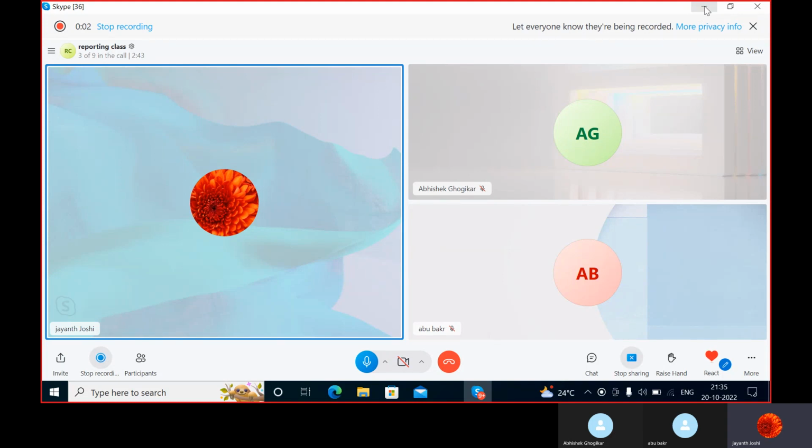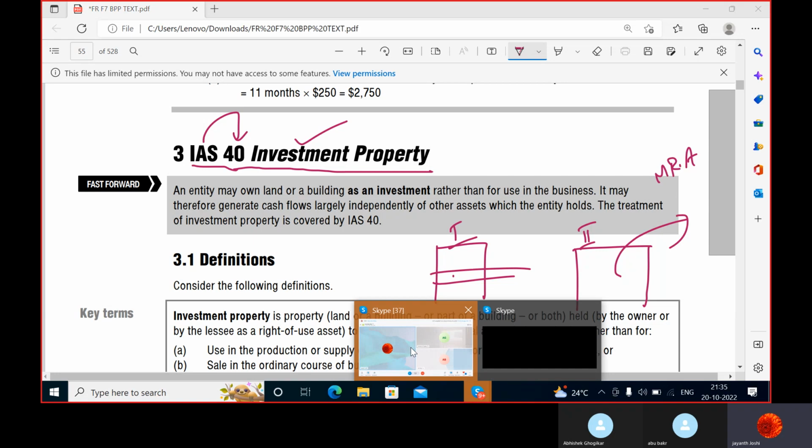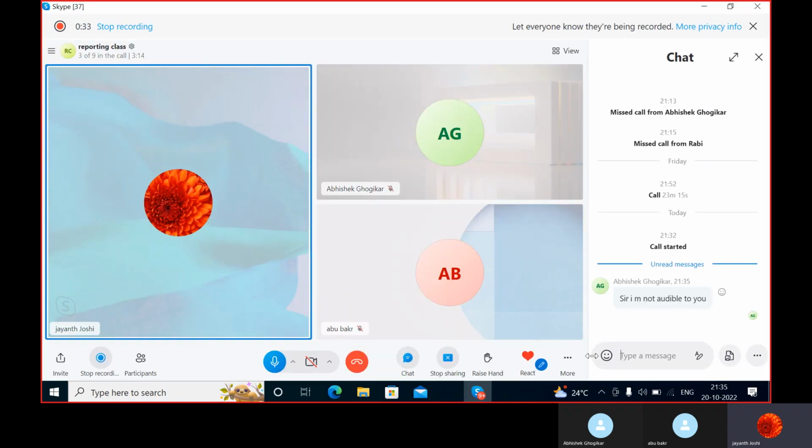International Accounting Standard 40 deals with investment property. Let's say this is a property which you own. This is property one and this is property two. Both the properties are owned by you, but property number one is used by you for your own residential purpose. That means you stay in this property, and this property you have let out to Mr. A.